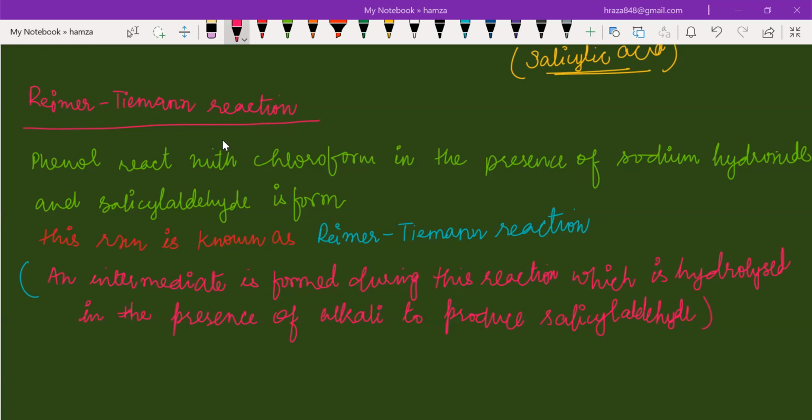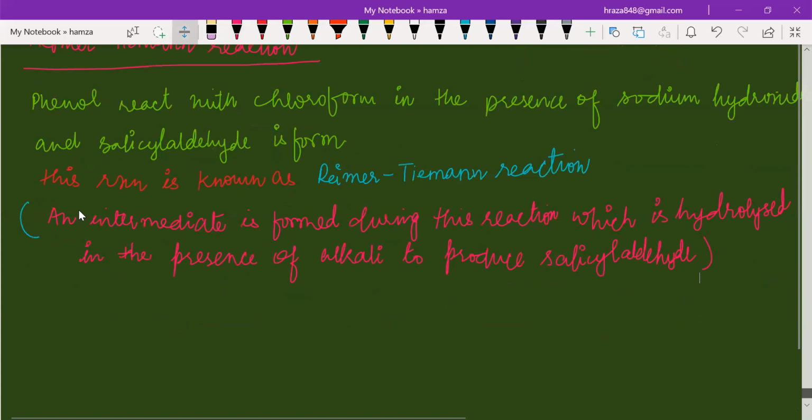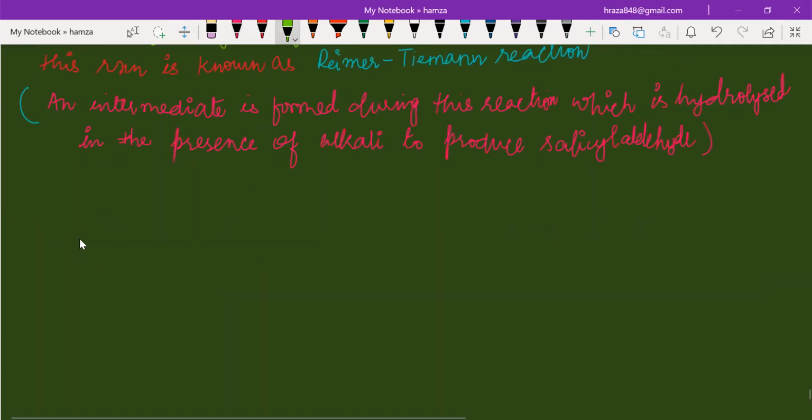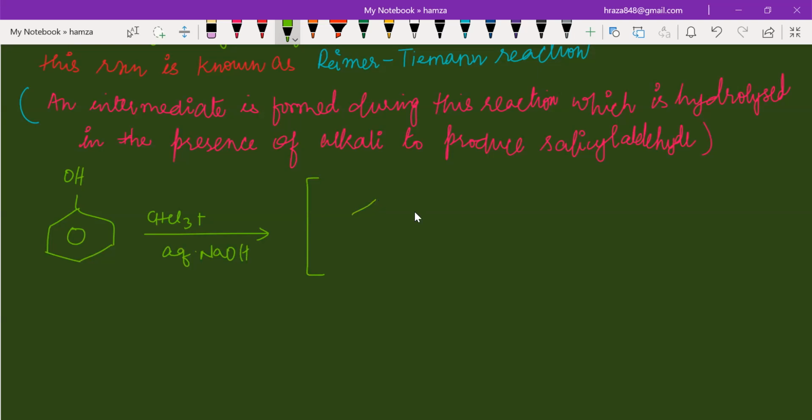Let me know when you are done with this. Done, sir. Very good. Now see, the reaction is very easy. If you know what is phenol and you know the structure of phenol, so you are going to write phenol and treat this phenol with chloroform, which has a formula CHCl3 in the presence of aqueous NaOH, sodium hydroxide, as stated above. Then we will get an intermediate first, in which this will be the intermediate.